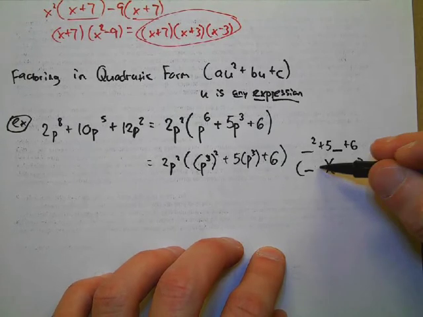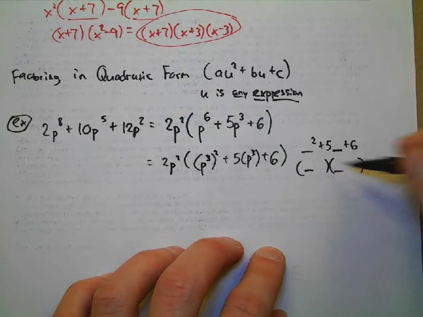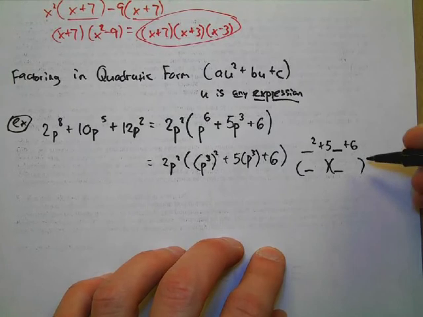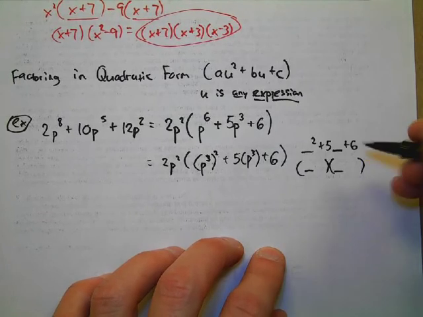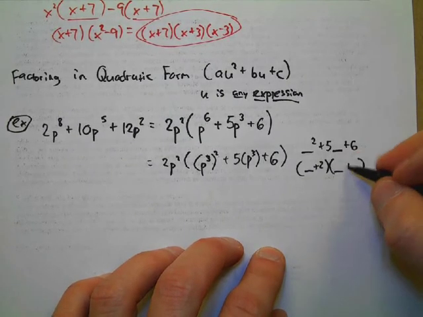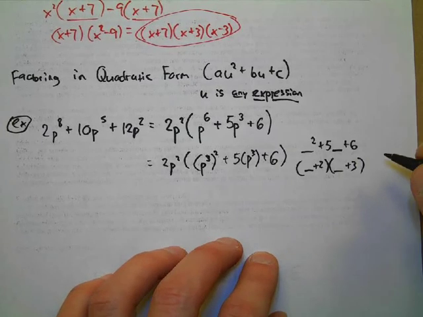Two numbers multiply to 6 and add to make 5. So what numbers are those? 3 and 2, or 2 and 3, however you want to say it there.